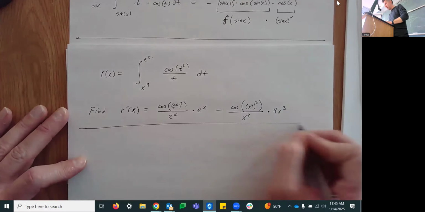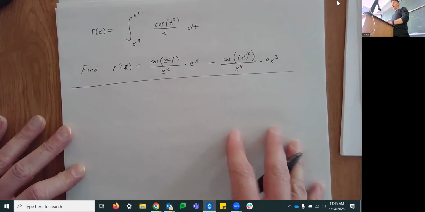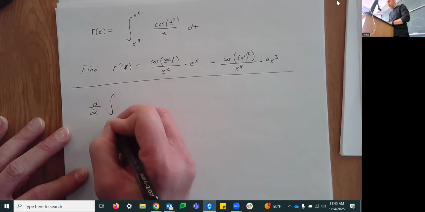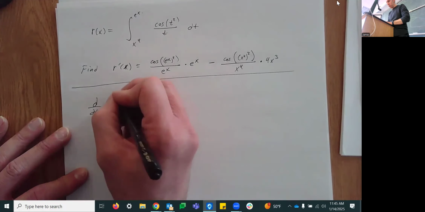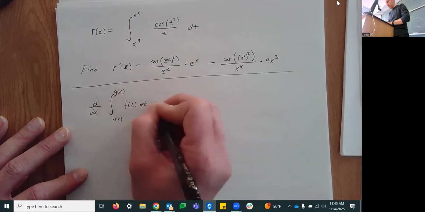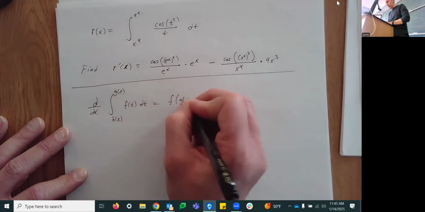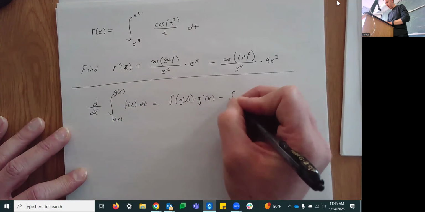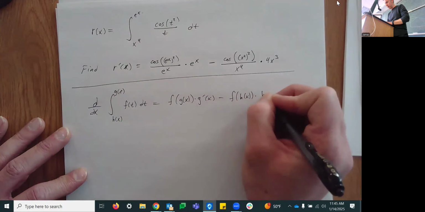So the most general version of this whole thing is that the derivative of the integral from h of x to g of x of f of t dt is equal to f of g of x times g prime of x minus f of h of x times h prime of x.